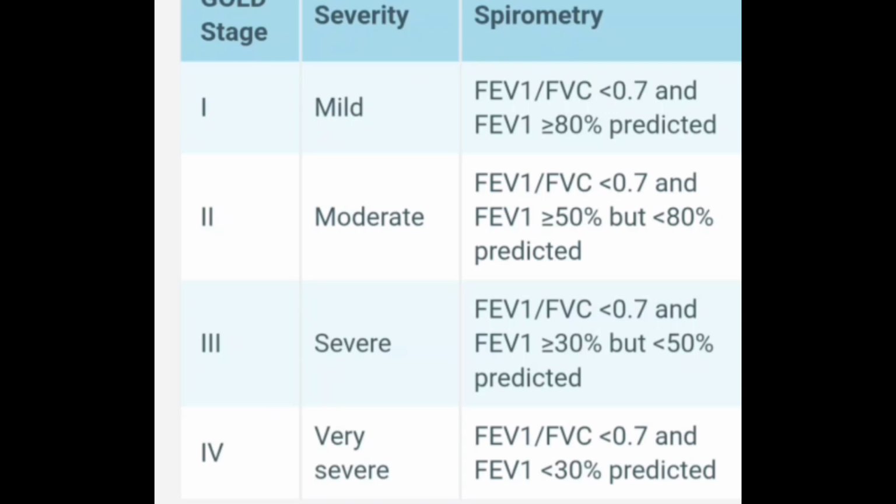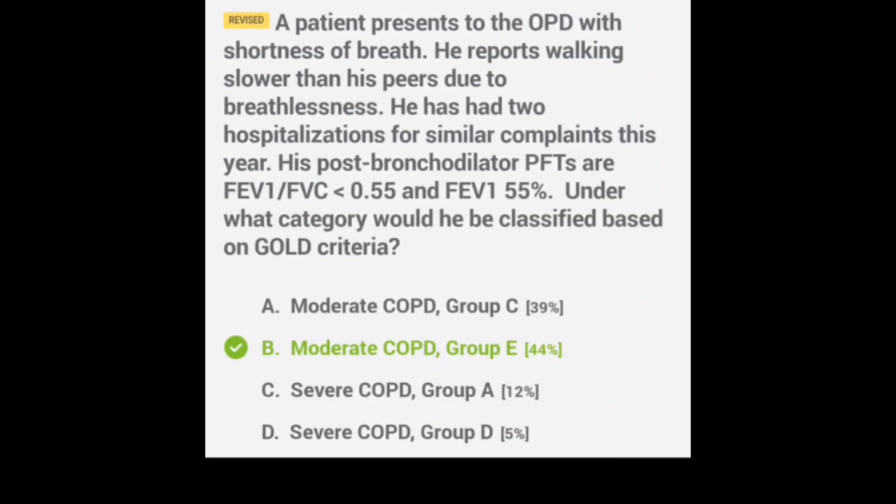Now as per this mnemonic, I am going to show you a question that you will be able to answer. This is the question. A patient presents to the OPD with shortness of breath. He reports walking slower than his peers due to breathlessness, and he has had 2 hospitalizations for similar complaints. FEV1 by FVC is less than 0.55 and FEV1 is 55%.